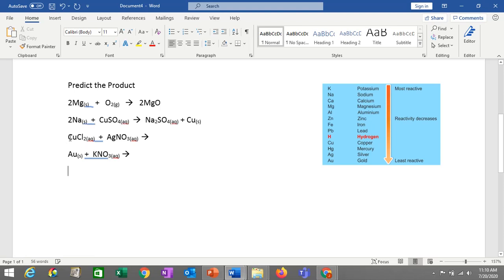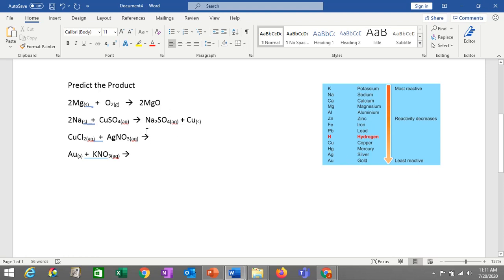Next up, copper(II) chloride and silver nitrate. Okay, two compounds. So again, we should know what this is right away. Two compounds means what? It means double displacement. So both of these are going to switch partners. Remember, you actually don't need to access this chart if we're talking about double displacement.